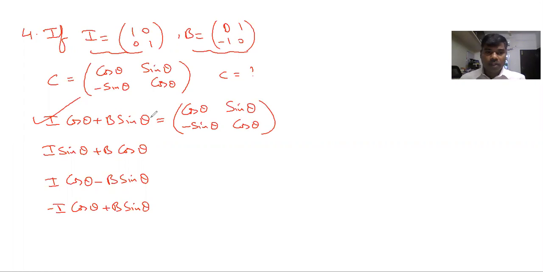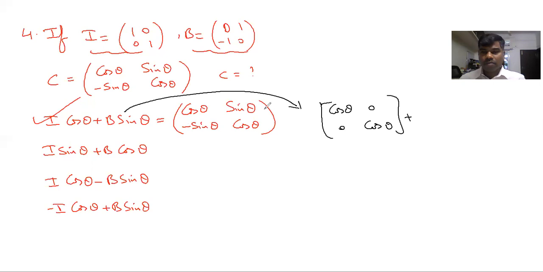Actually, I skipped one step in the middle. I'll write what that step is. If you have any difficulty in understanding this, cos theta is multiplied with this: cos theta 0, 0 cos theta, plus sin theta is multiplied with this: 0 sin theta, minus sin theta 0. Initially, it may be difficult for you to skip the step and write this directly. But as you do more problems, you will be able to do it.